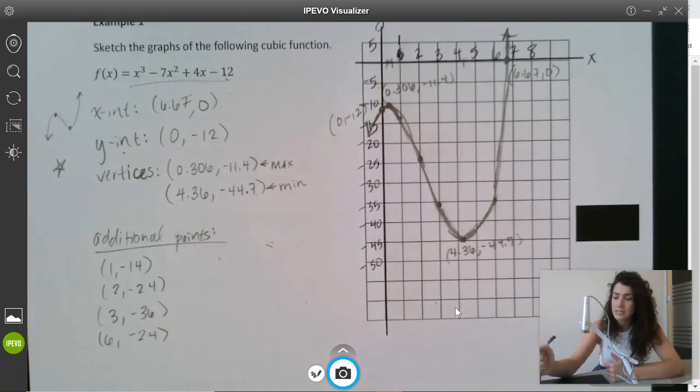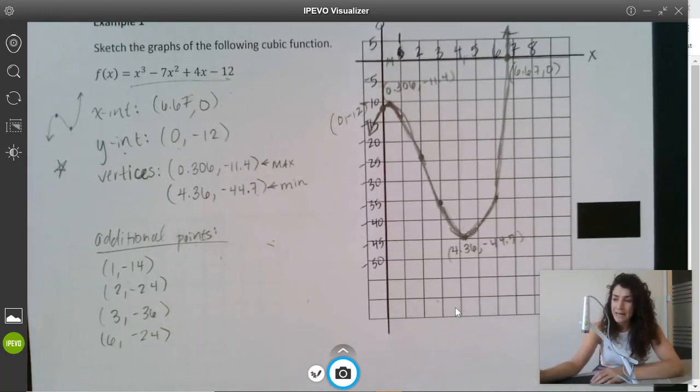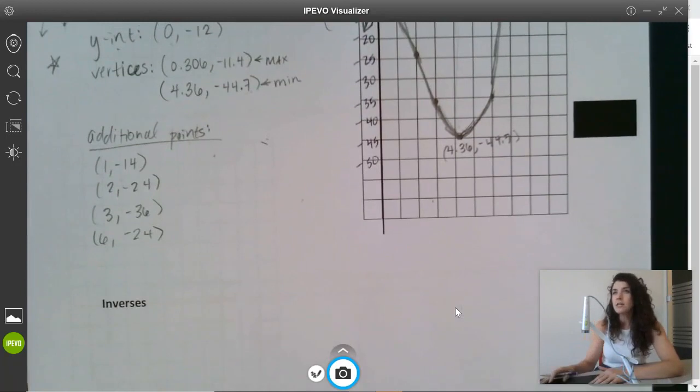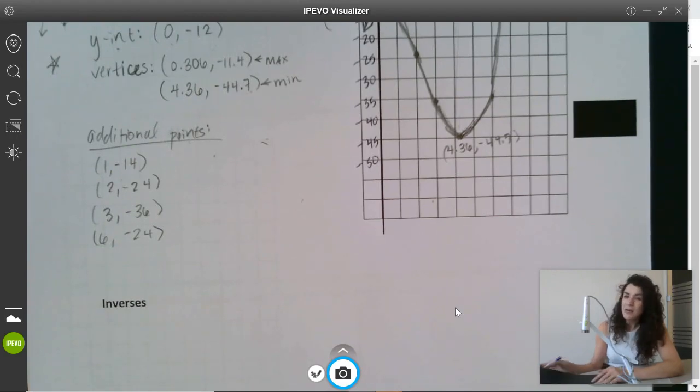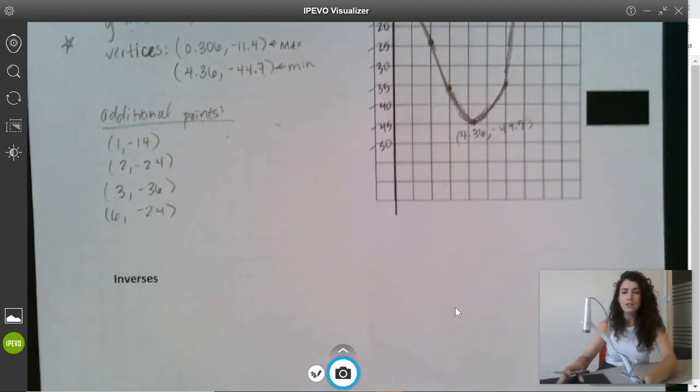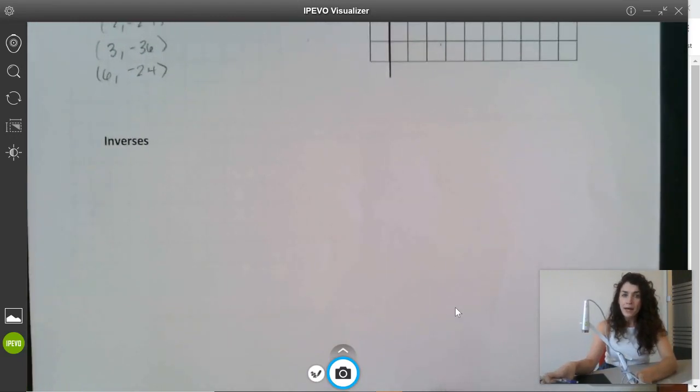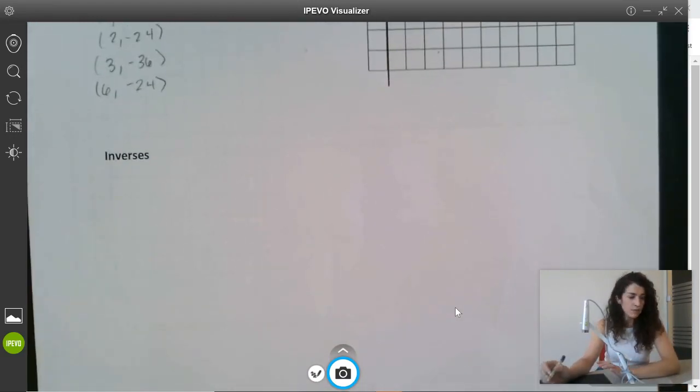The second thing we're going to talk about today in our notes is just a reminder of inverses. I believe we talked about inverses when we talked about functions, and I believe functions was like unit 3, maybe unit 4 of last year. But inverses, the idea with inverses is that everything is switched, right?